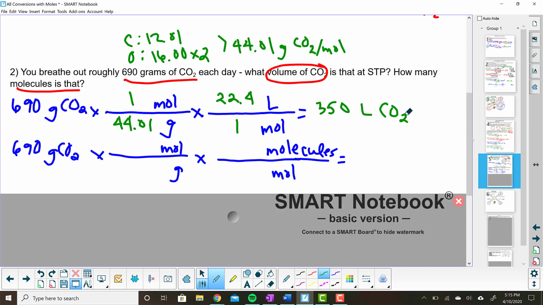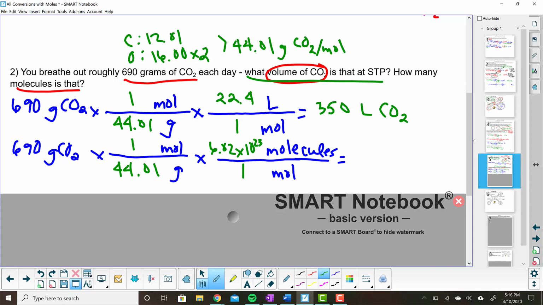So that's the first step. We figured out the volume. Second question, that's how many molecules. Well, I already figured out the molar mass. I can plug that in. Okay, so I've got the first conversion filled in. Then the second conversion is Avogadro's number, 6.02 times 10 to the 23rd molecules in 1 mole.